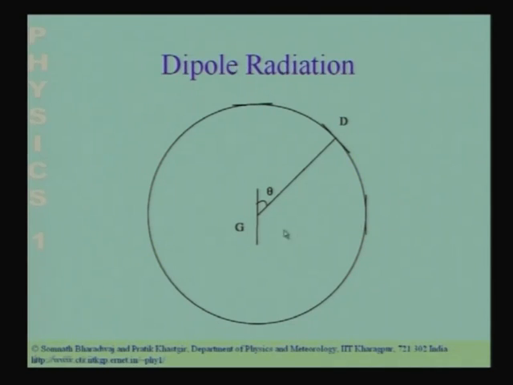So, the electric field is maximum at this point, and it falls as sin theta as I move further up, as theta is varied. When theta is 90 degrees, sin theta has a maximum value. As theta is decreased, the value of the electric field falls and it is 0 over here.